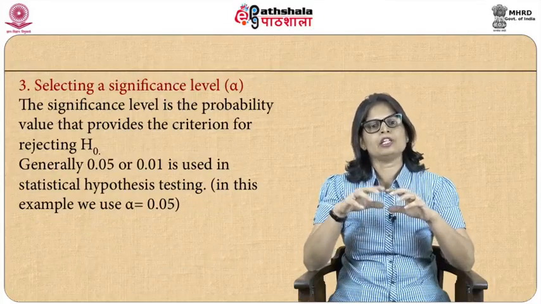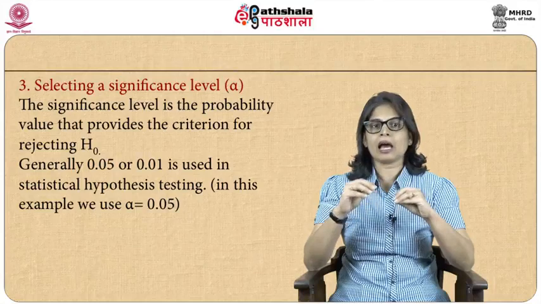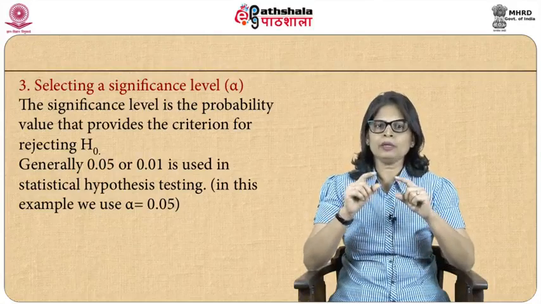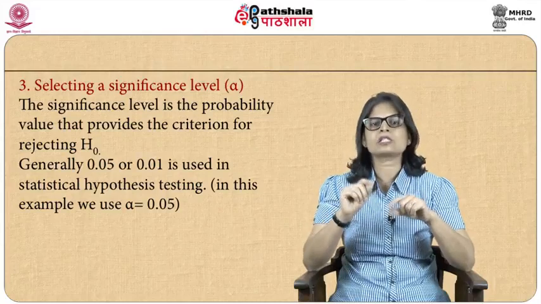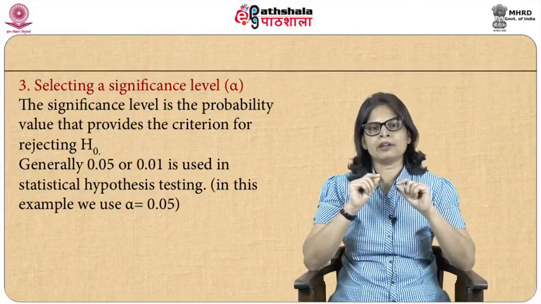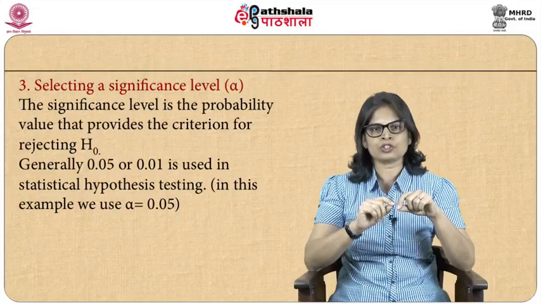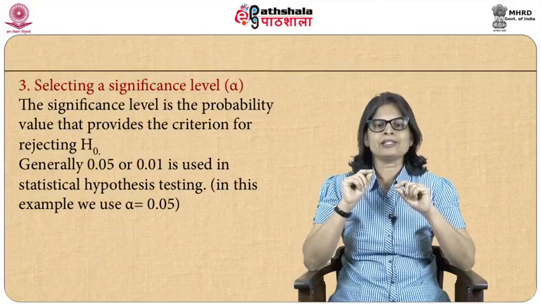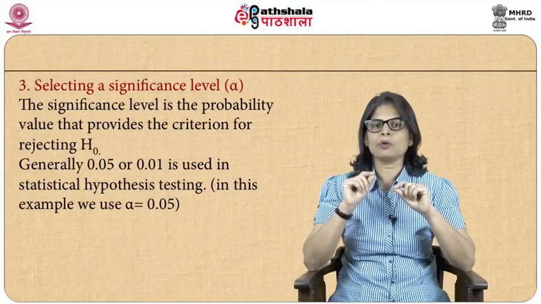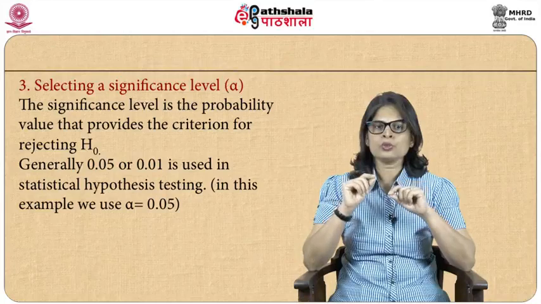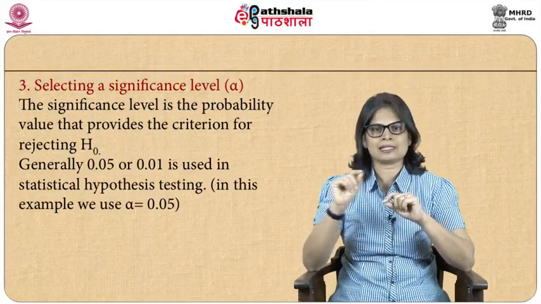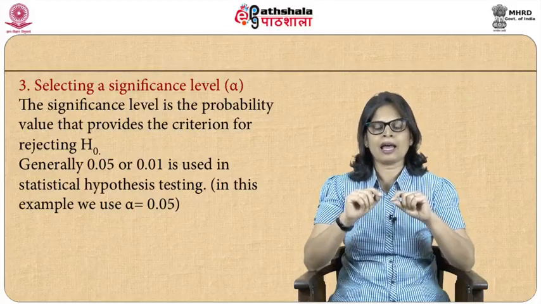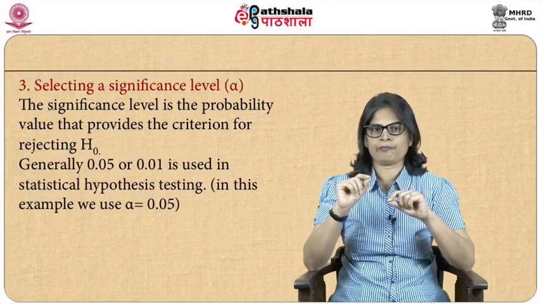The third step is to select a significance level alpha. The significance level is nothing but the probability value which provides us with the criteria for either rejecting the null hypothesis H0 or accepting it. Generally, 0.05 or 0.01 are used in statistical hypothesis testing. In this example, we would be using alpha as 0.05.